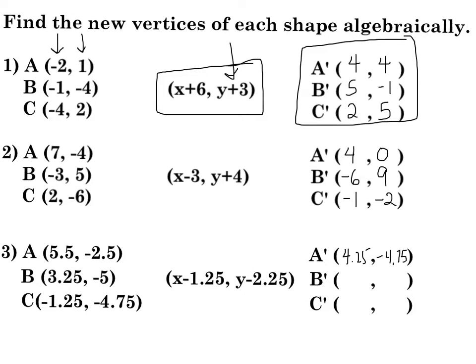-4.75. For point B, 3.25 minus 1.25 is 2, and -5 minus 2.25 is -7.25. And lastly, we have -1.25 minus 1.25, which is -2.5. And then the -4.75 minus the 2.25 is -5.